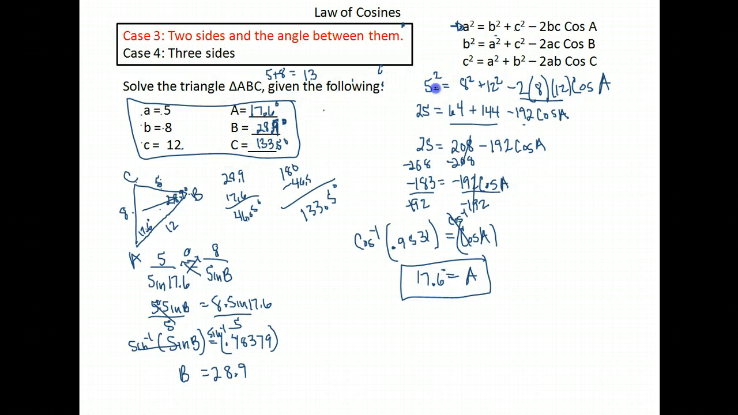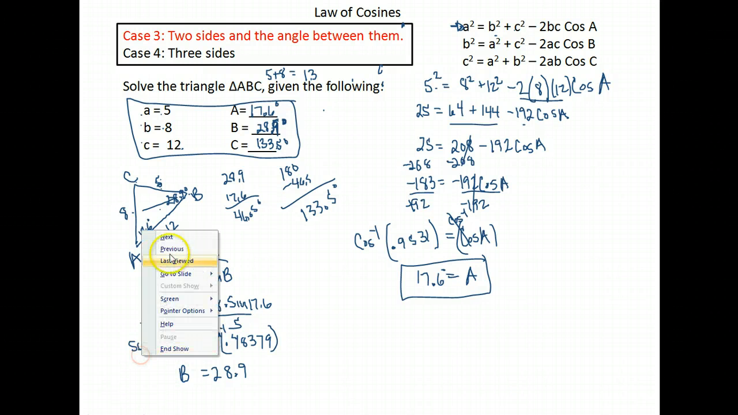Okay, so you really could use the law of cosines to find all three of those. But I used the law of cosines to find my first. I used the law of sines to find my second, and then to find the third angle, I used the fact that the three angles in a triangle add to be 180.